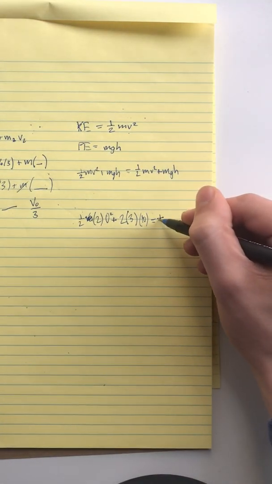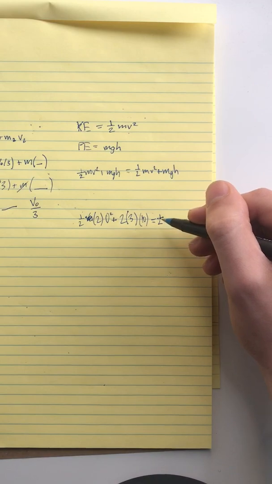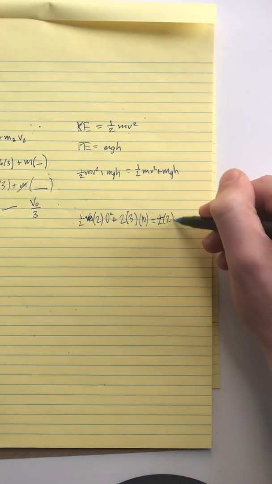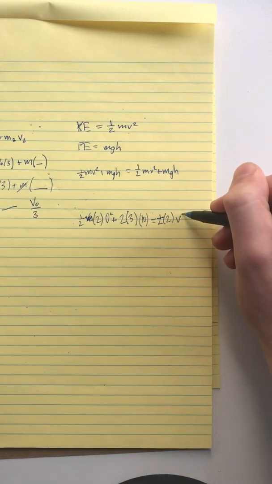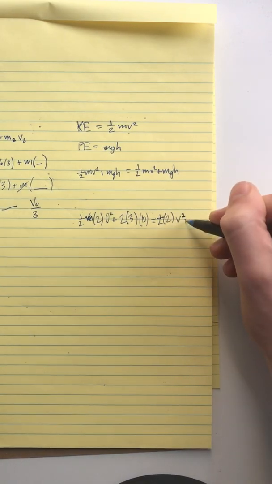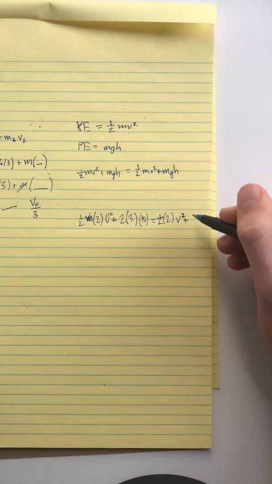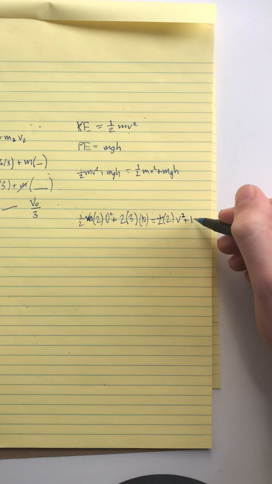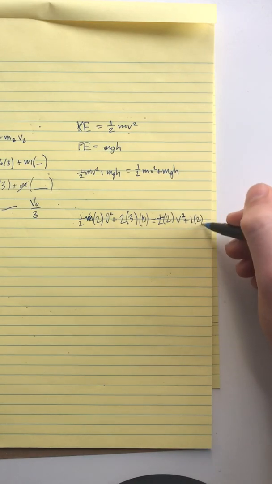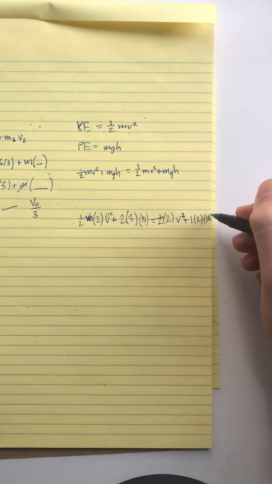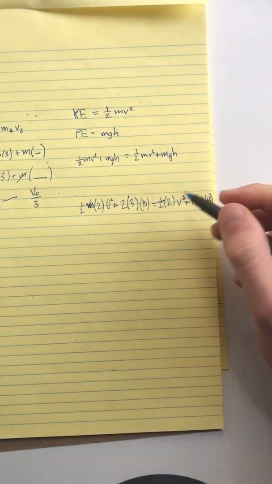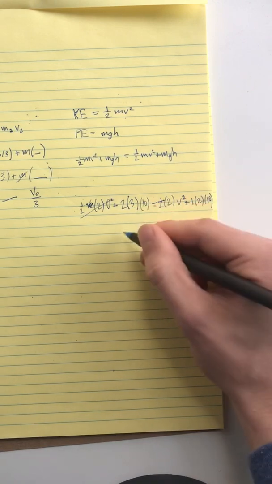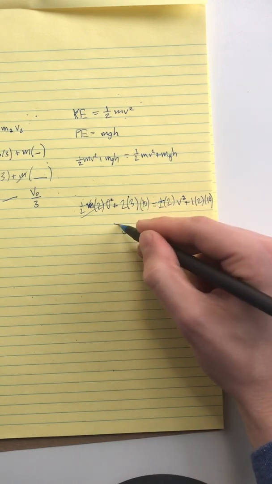1/2 times 2 times v squared plus what they gave us. So it's at a height of 1 meter now. So it's just going to be 1 times 2, which is m, times 10, which is g, right? So we can cancel that out. So on this side, it's going to be 60, which is just the potential energy.